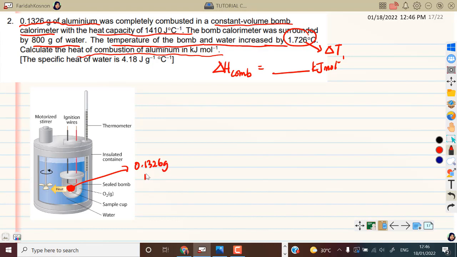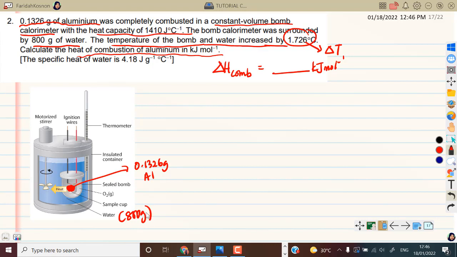0.1326 gram aluminium. Okay. So, di luar seal bomb ni, maksudnya di luar bekas yang ada sampel kita tu, it is surrounded by water. So, water kat sini berapa banyak? Berapa gram? So, actually dia masukkan 800 ml. So, 800 ml bersamaan dengan 800 gram.